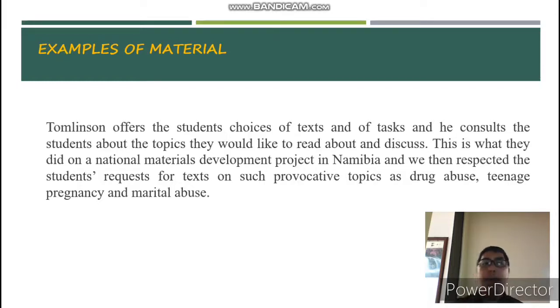Now, here is an example of material. Tomlinson offers the students choices of texts and of tasks. So, like what Tomlinson did, you can offer a variety of texts, a variety of tasks to the students, and he consults the students about the topics they would like to read about and discuss. This is what they did on a national materials development project in Namibia. We then respected the students' requests for texts on such provocative topics as drug abuse, teenage pregnancy, and marital abuse.